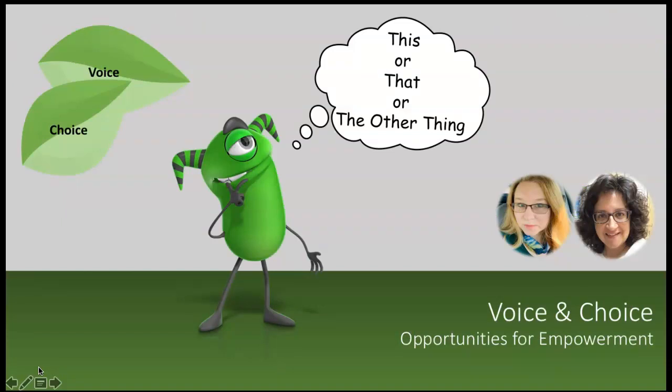The final two tenets are voice and choice. And when we think about voice and choice, we're thinking of that through the lens of opportunities for empowerment and collaboration. So, voice and choice are empowering in that they give us each a sense of being heard and respected and a part of things. And we think about what that might be like in our own lives when we're not given voice and choice.